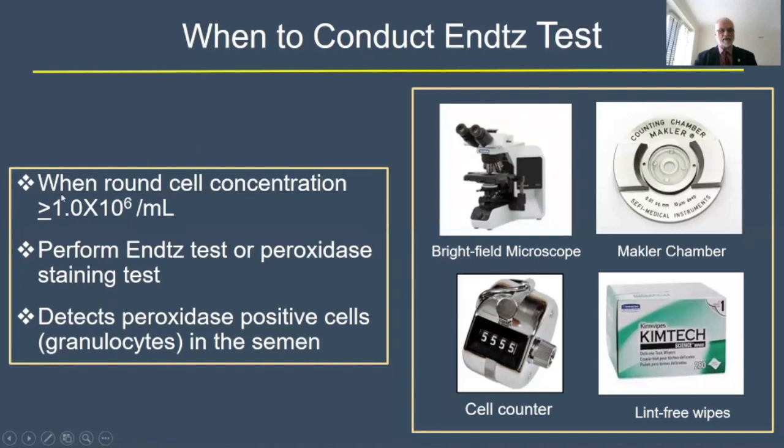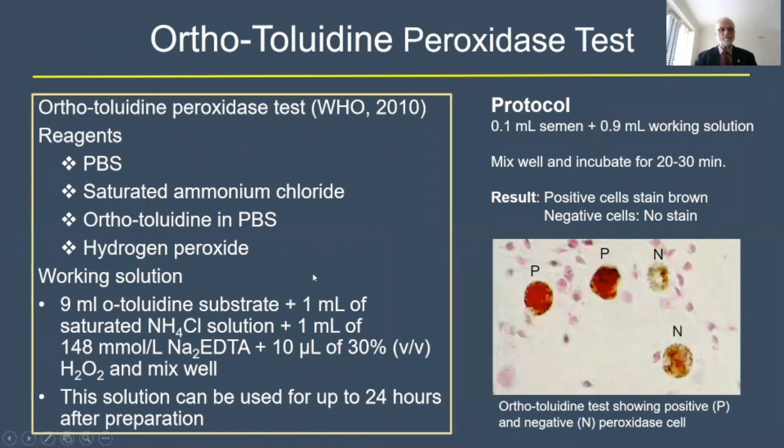Like I said, that test should be done if there are more than or equal to 1 million round cells per milliliter of ejaculate, with either the ENS test or the peroxidase test. The orthotolidine peroxidase test is recommended by the WHO. We need to prepare all these chemicals and reagents, here the working solutions, which must be done on a daily basis.